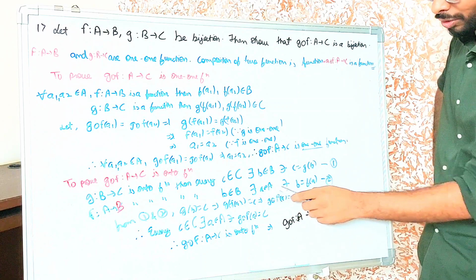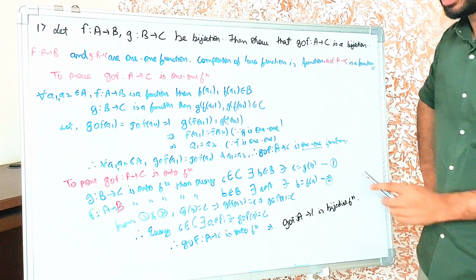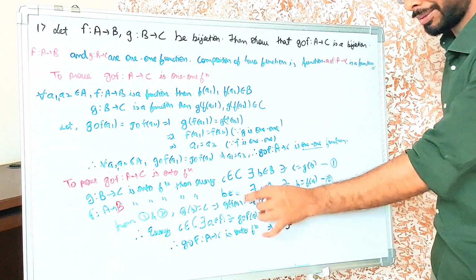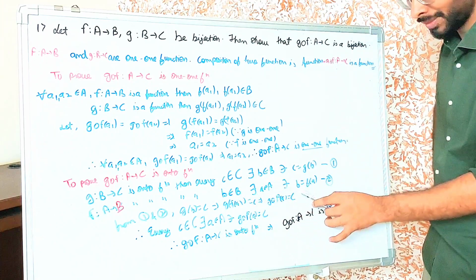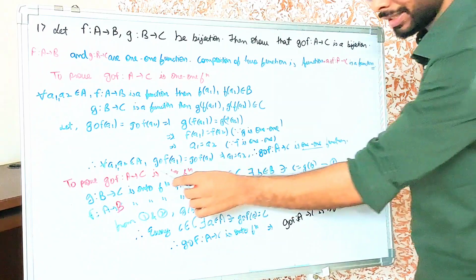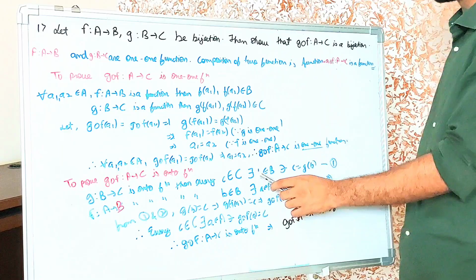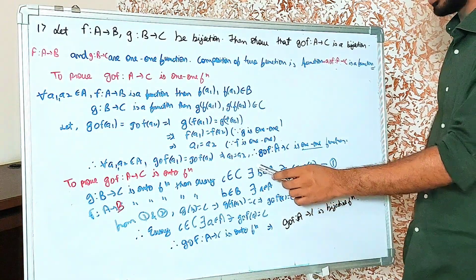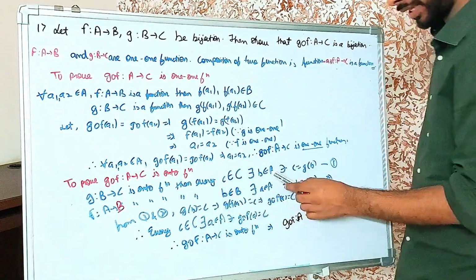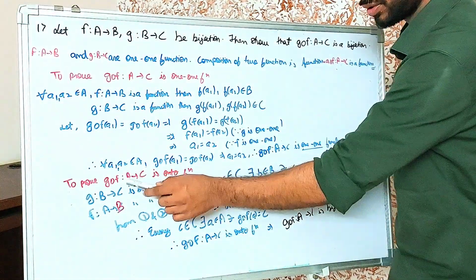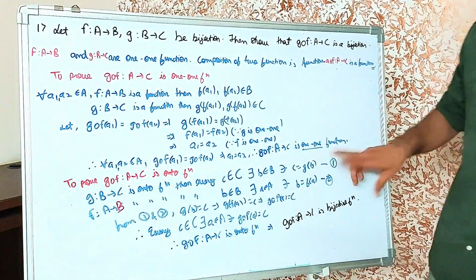There exists a belongs to A such that b equal to f of a. Means for all the output there is some input, for all the image there is some pre-image, b equal to f of a. Similarly, your output is c. So for all small c belongs to capital C, there exists some b belongs to B such that c equal to g of b. So we are able to understand this.